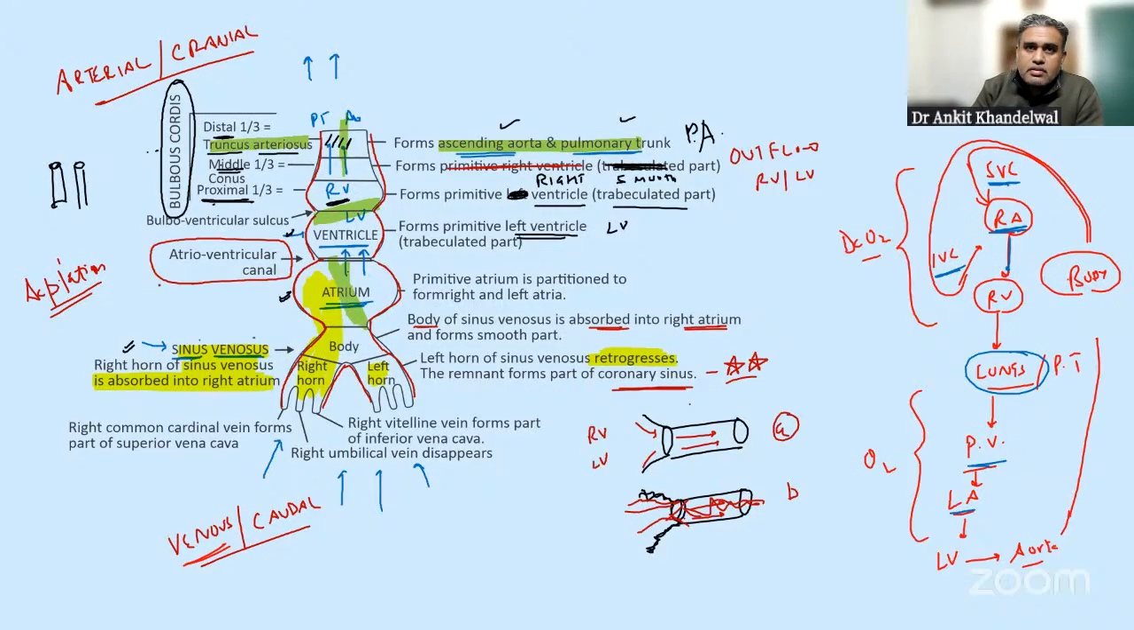Between RA and RV, we have the tricuspid valve. Between LA and LV, we have the mitral valve. So it is the AV canal.